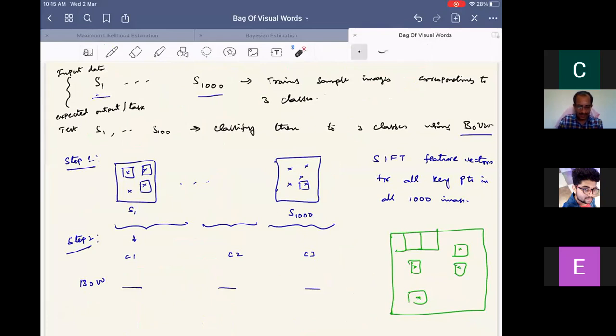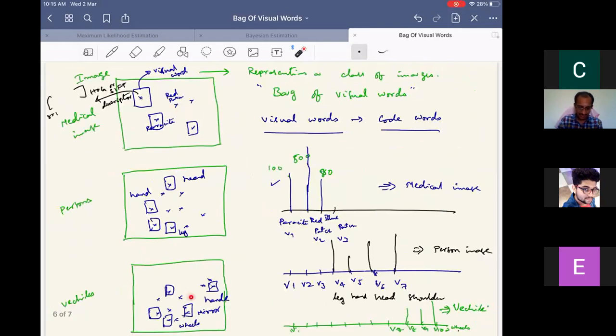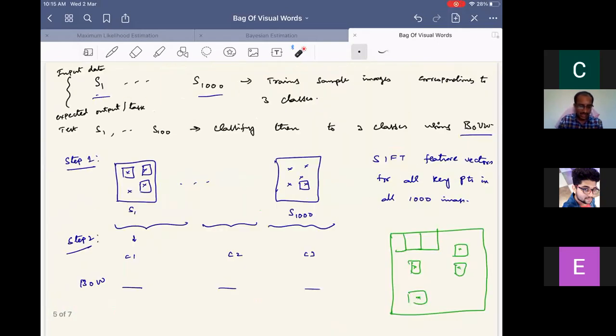Given all these images, now we can use this as training samples corresponding to 3 classes. Assume that these are the 3 classes. Okay, so now we were also given test samples S1 to S100 to classify into 3 classes through bag of visual words. What is the first step? First step is you find out the key points in all the 1000 images. At each key point, you find out the SIFT descriptor.